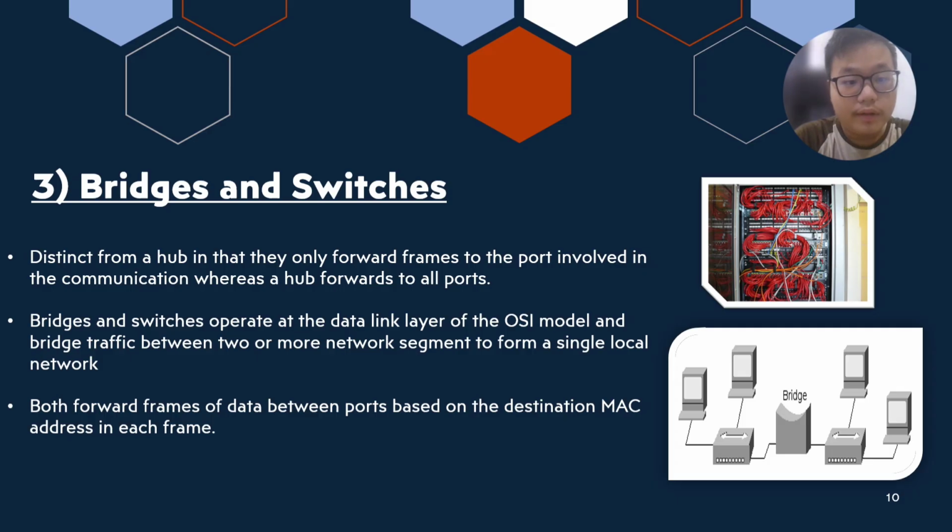So the third is bridges and switches. They are distinct from a hub in that they only forward frames to the port involved in the communications, whereas a hub forwards to all ports. Bridges and switches operate at the data link layer of the OSI model and bridge traffic between two or more network segments to form a single local network.